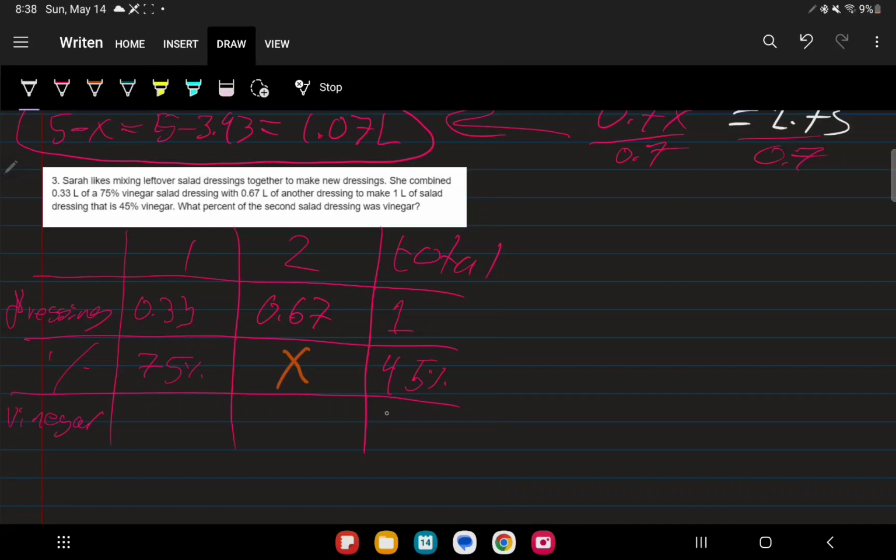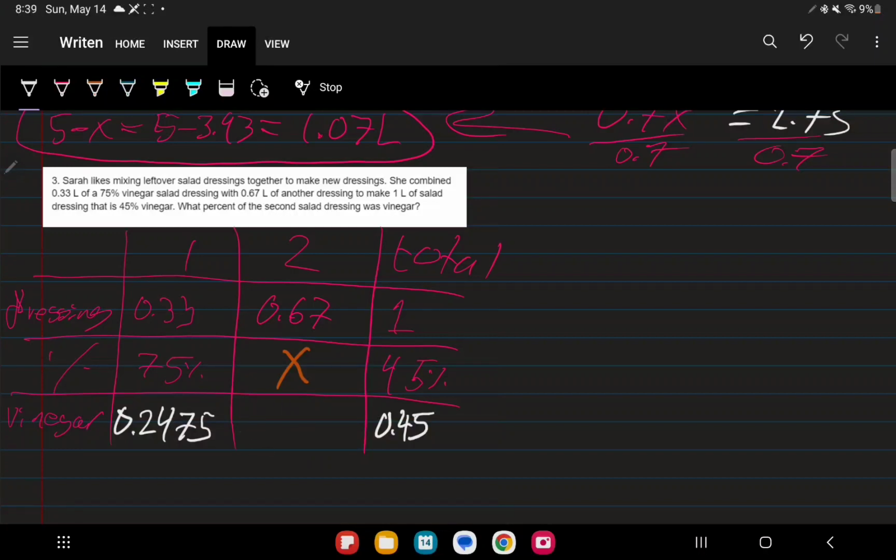So 45% of 1 is 0.45. This, I don't know, so I'm going to leave it blank for now. And then this guy, I have 0.33 times 0.75. So 0.75 is 75% as a decimal. So I get 0.2475. And I now need to solve for this.